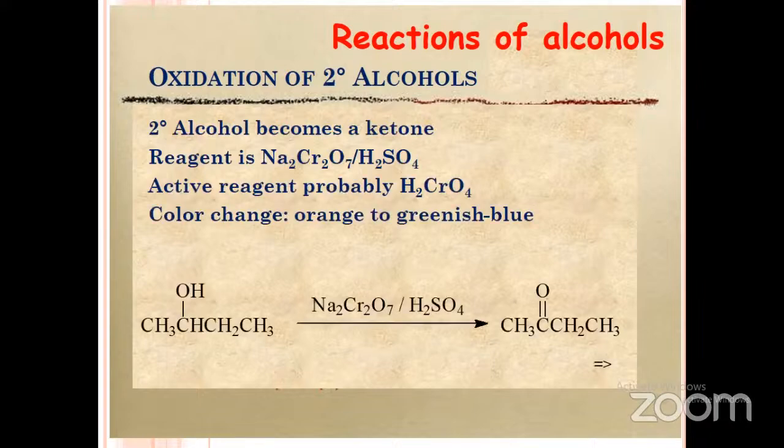If you use reagents like sodium dichromate, this is also an oxidizing agent. You can convert a secondary alcohol to a ketone. If you take sodium dichromate and use it to react with a primary alcohol, it is not going to stop at the aldehyde stage. You are going to end up converting the alcohol past the aldehyde.